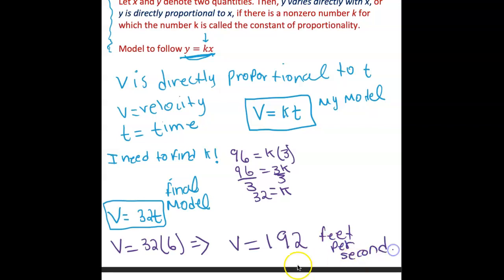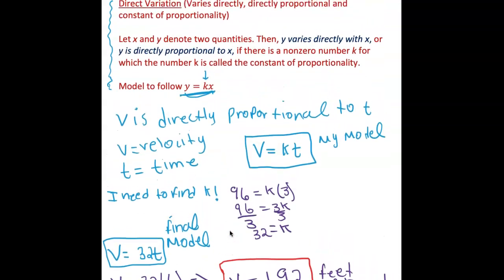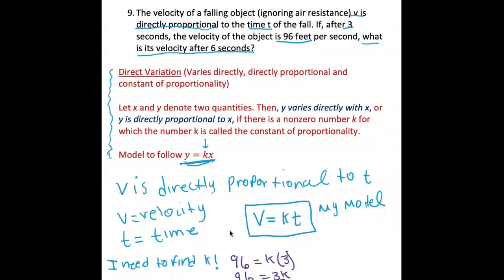Okay, so that seemed like there was a lot. Maybe we need to go back and talk about the process, right? So you're given an application, and the application is referring to directly proportional. So from what we learned, we're talking about direct variation. So two things: it could be y varies directly with x, or y is directly proportional to x. The model to use to start the problem is this one right here.